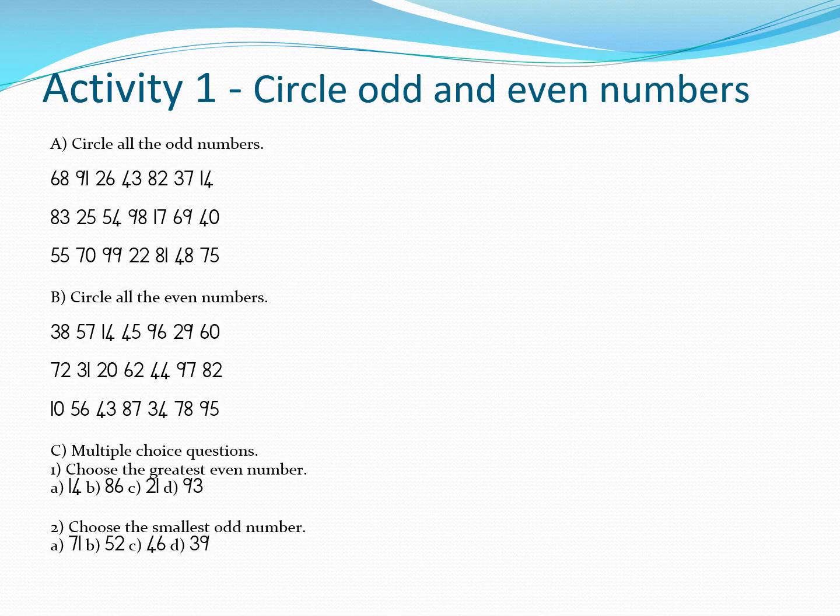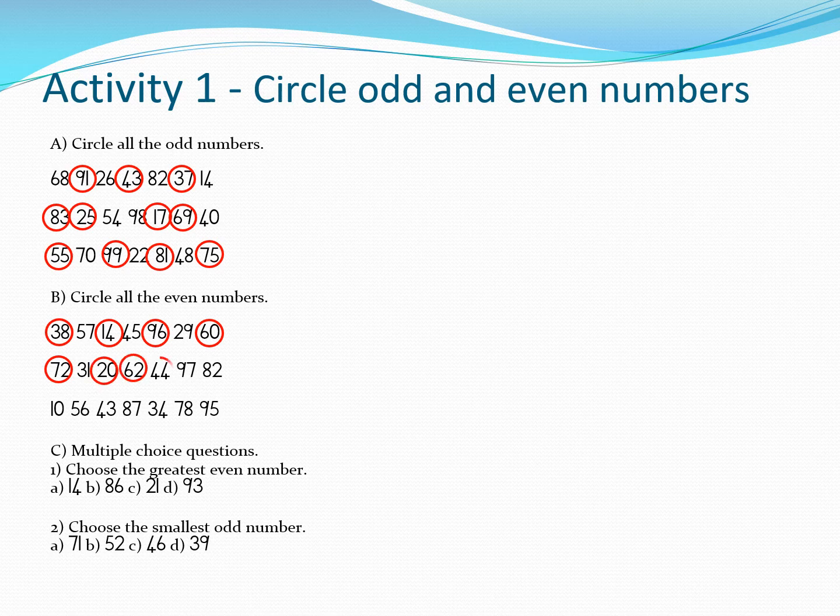Let's see if you got it right. At question A, the numbers you had to write down were 91, 43, 37, 83, 25, 17, 69, 55, 99, 81, and 75. At question B, all the even numbers were the following: 38, 14, 96, 60, 72, 20, 62, 44, 82, 10, 56, 34, and 78.